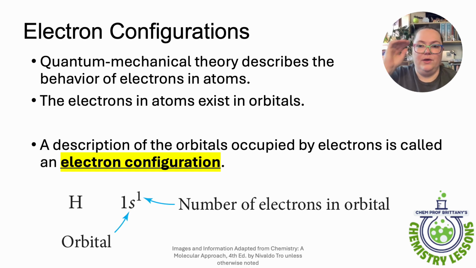So what we have in each one of these electron configurations, for each portion, we get the principal energy level, what orbital it is, and how many electrons are in that orbital.